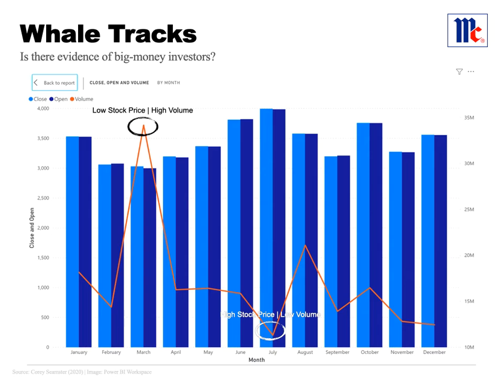As the analysis outlines, McCormick continued to gain stock value over the following 9 months while significantly lowering stock volume. Although this could be a sign of whale tracks, there was no official publicly available data to support that hypothesis. Conclusion: low stock prices were associated with high volume, and high stock prices were associated with low volume.